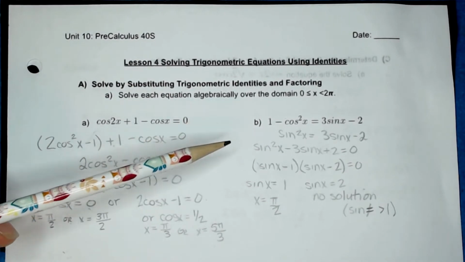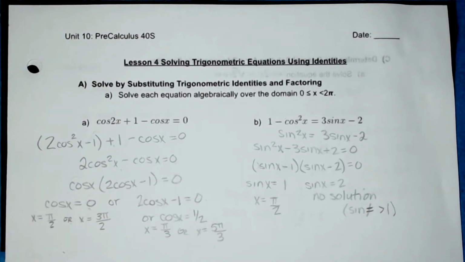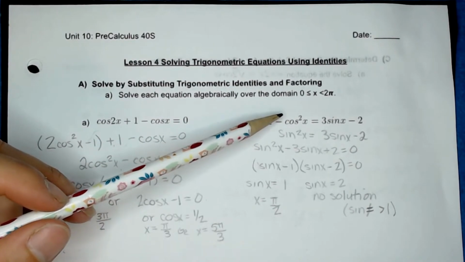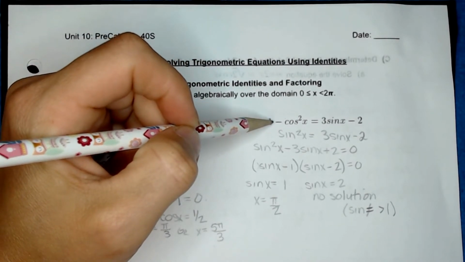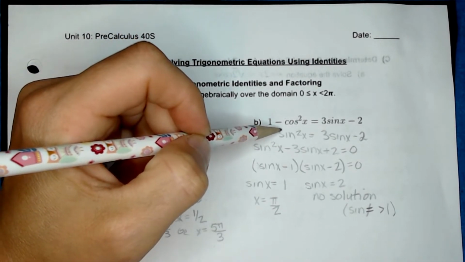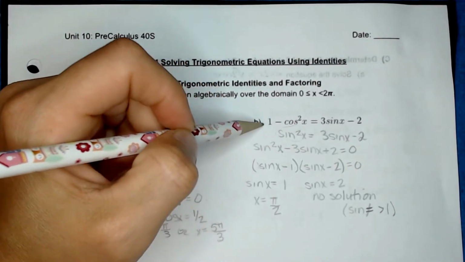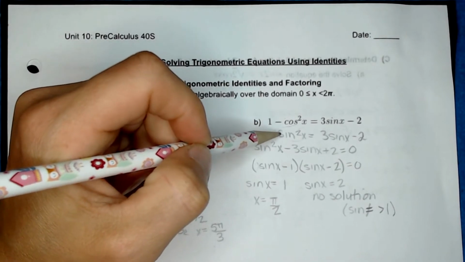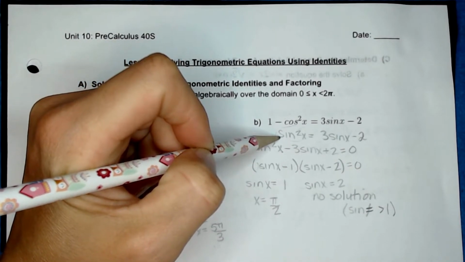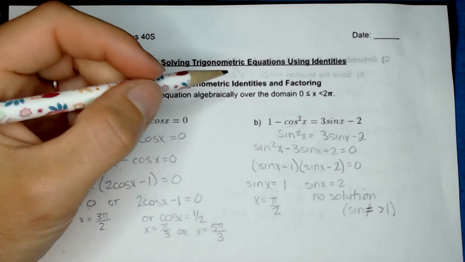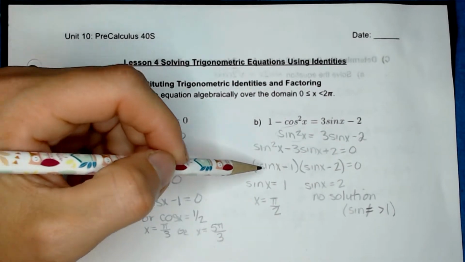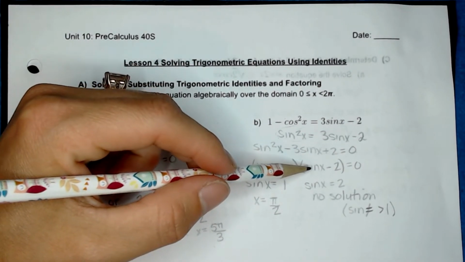In part B, I just wanted to remind you that the sine function cannot exceed a value of 1. So now that we have that in our minds, what we can do is solve and replace the sine squared x. This is one of our Pythagorean formulas, 1 minus cos squared x is equal to sine squared x. And then we're just going to isolate all the variables over to the left-hand side. So sine squared x minus 3 sine x plus 2 equals 0. Factor: sine x minus 1, sine x minus 2.